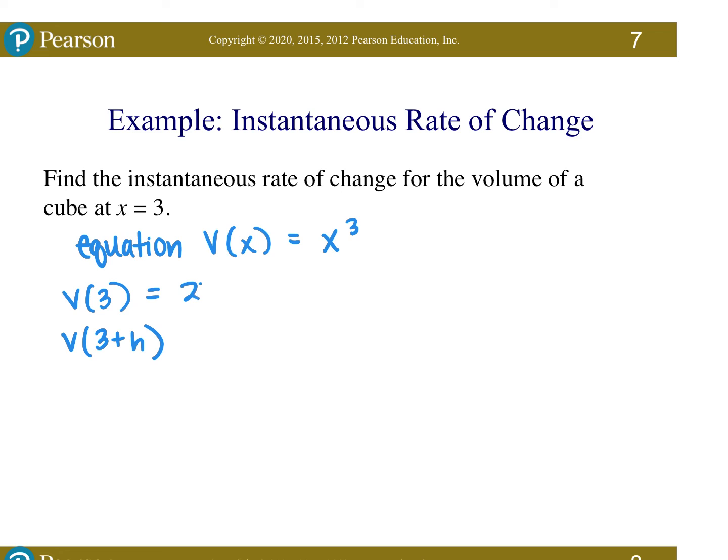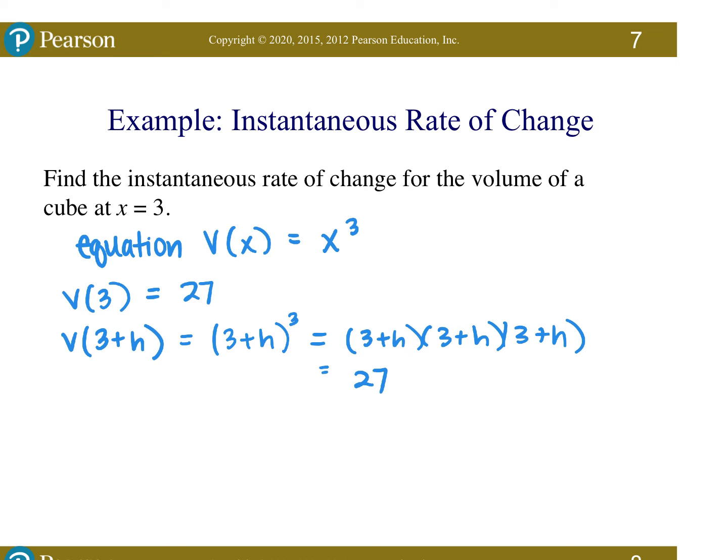So the volume at 3 is 27, but the volume at 3 plus h is 3 plus h cubed, which is not simply 27 plus h cubed. That's not how cubes work. Okay? Rather, it is 3 plus h times 3 plus h times 3 plus h, which gives you 27 plus 9h plus 3h squared plus h cubed. Okay, so it's a lot more to it.